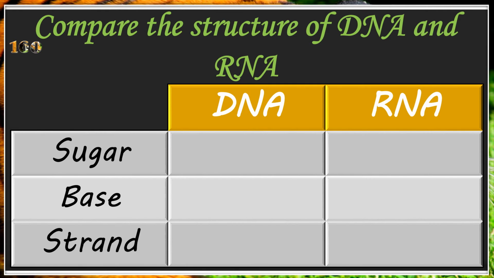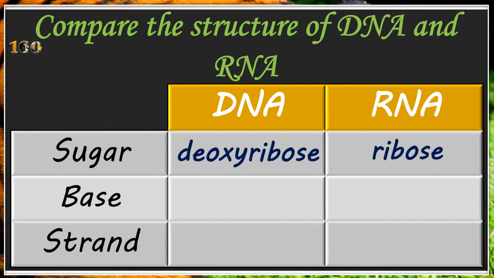Compare the structure of DNA and RNA. We shall look at their sugars, base, and strand. DNA has a sugar of deoxyribose. RNA has a sugar of ribose.